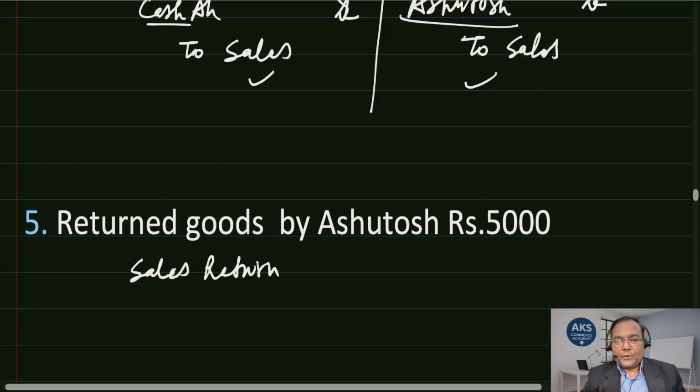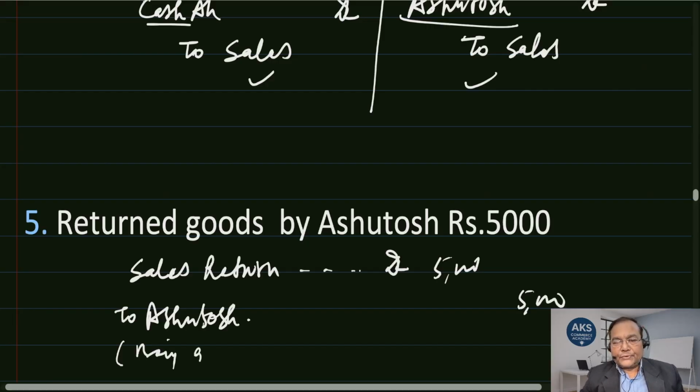Okay, and the second one is Ashutosh. So when the sales return is done, Ashutosh has returned sales goods. So the entry we are going to pass is sales return debit to Ashutosh, rupees 5,000, being goods returned by Ashutosh. Okay, so this is the entry we are passing.